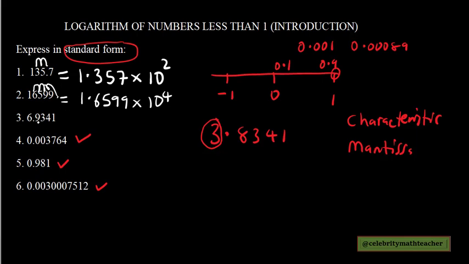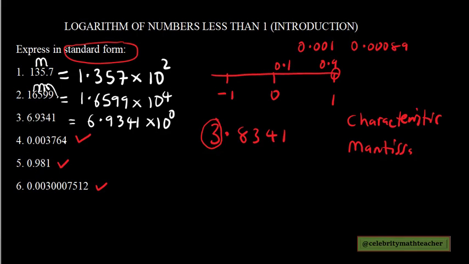That's for this. For this one, the decimal point is here. There's no digit to move to, so we leave it where it is. So the answer for this is 6.9341 times 10 to the power of 0, since we didn't have to move. This is the first digit.